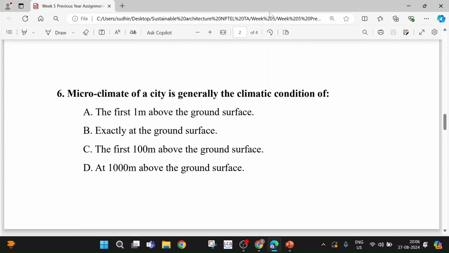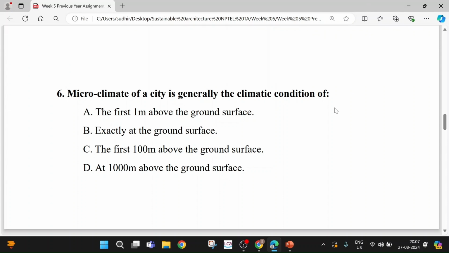What will be the right answer? Can anybody tell? Option C. Yeah, option C is the right answer.